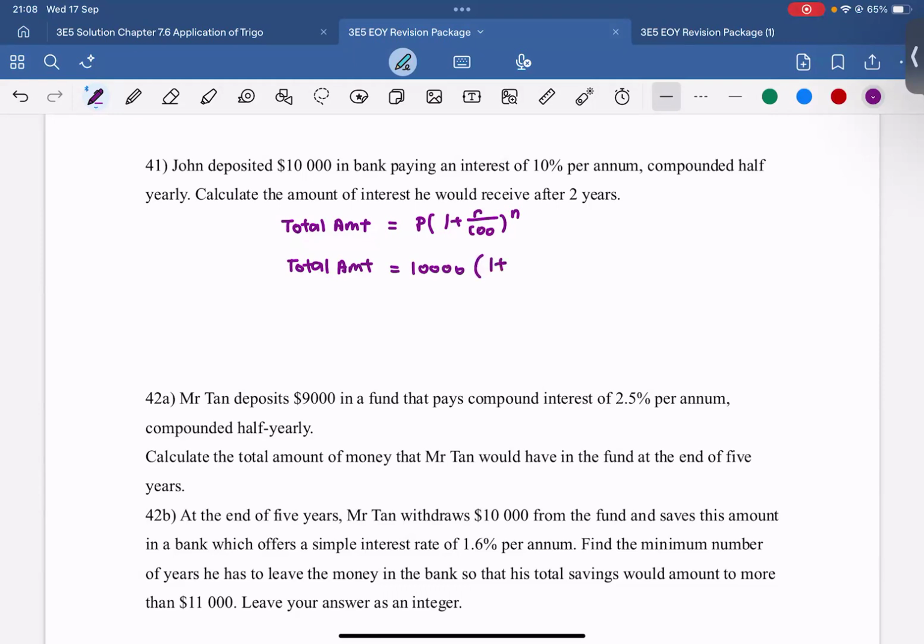What's the R? The R, 10%? No. 10 over 2, times 100. 5%. Compounded half yearly. You add interest every 6 months. So 10 over 2, which is 5, over 100. What's the N?